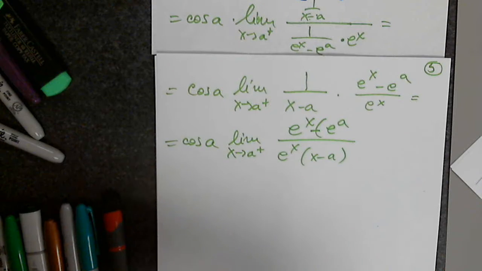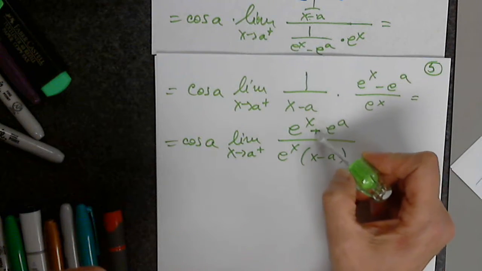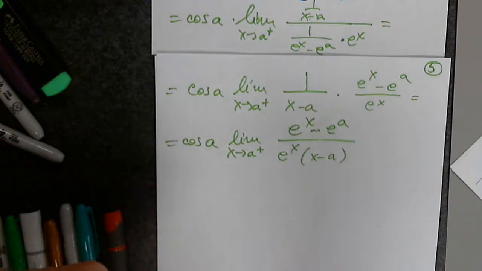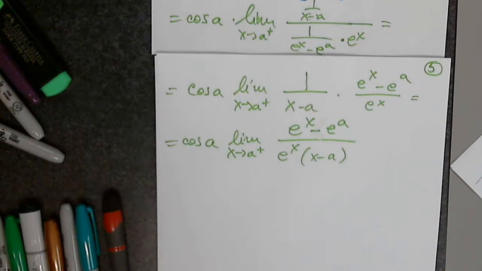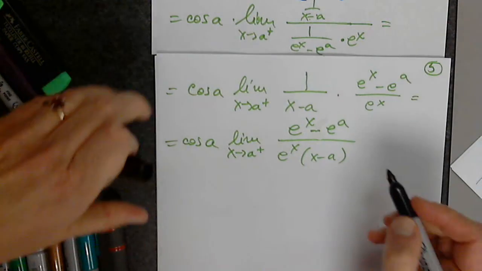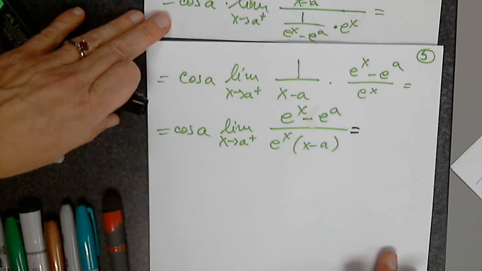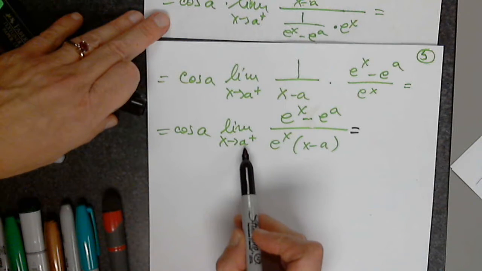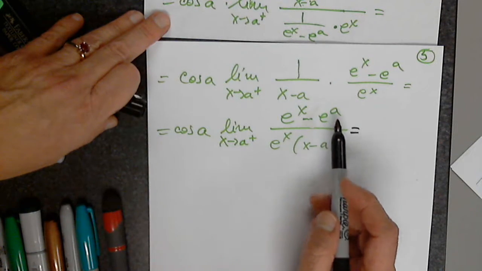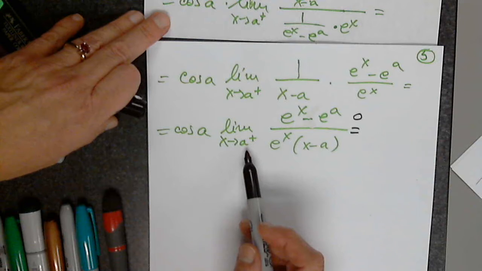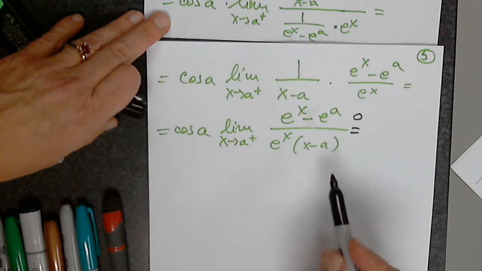Now let's analyze this again, so I know how to continue. Okay. So the numerator approaches what? As x approaches a from the right, e to the a minus e to the a. Perfect. And the denominator as x approaches a from the right, 0, a minus a. Perfect.